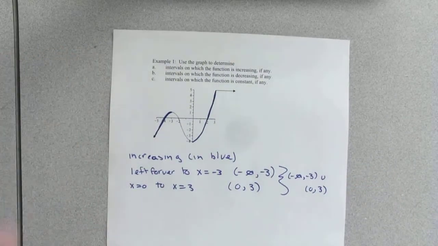But you'll have to read what the computer wants. Sometimes they'll put a union symbol between things. Sometimes they'll say separate by a comma. Just read to see what they want. Now, on a test for me, I don't care. Just give me the intervals. So in blue, that's where we were increasing.